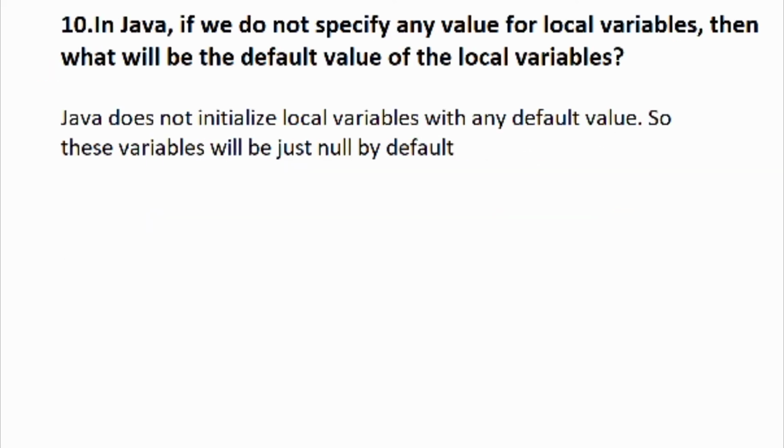10. In Java, if we do not specify any value for local variables, then what will be the default value of the local variables? Java does not initialize local variables with any default value. So these variables will be just null by default.